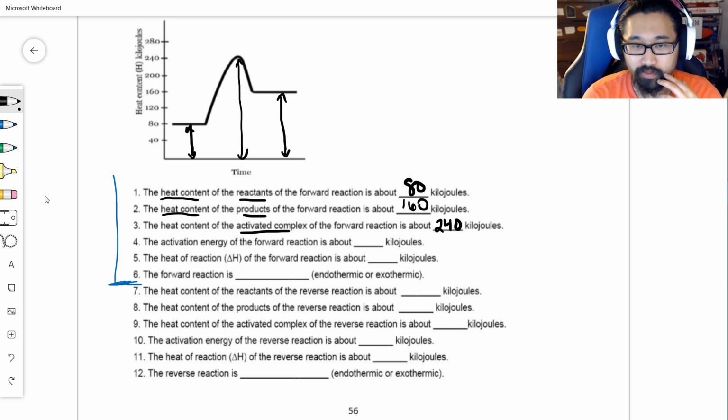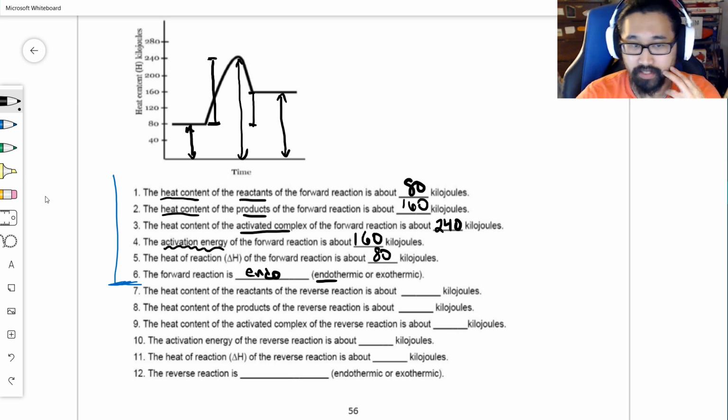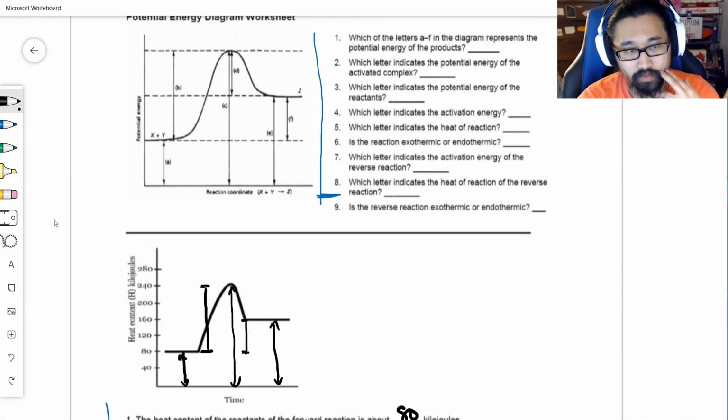Again, that was like what we did last time, so now let's do calculations based on that. So activation energy for the forward reaction, that's from here to the top of the hill, so it's 240 minus 80, that'll be 160. The heat of reaction is between the reactants and the product, so 160 minus 80, well, that's 80. In the forward reaction, we're gaining energy, well, that's endothermic. Right, that looked pretty much exactly like we did on the other page.